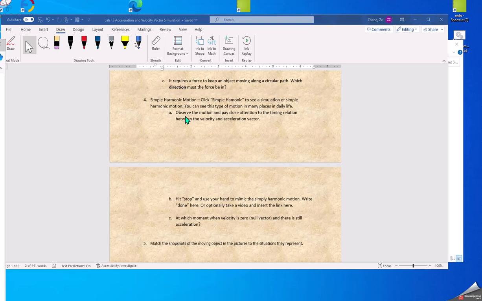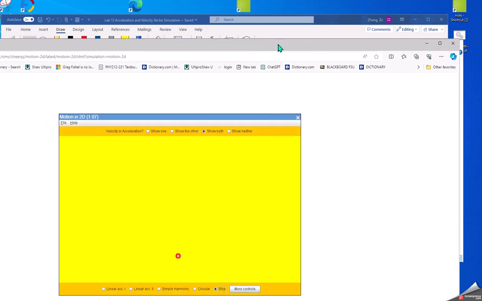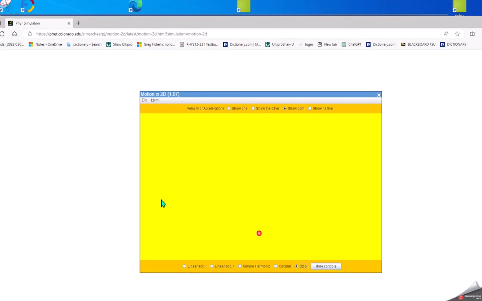All right, so first we're going to observe the motion by playing this. Pay attention to the timing between the velocity and acceleration vector, okay? Once again, observe very closely the timing between the velocity vector and the acceleration vector. Then hit stop. Here we have a simple harmonic motion. We'll let it go by itself. It goes this way, swinging back and forth.